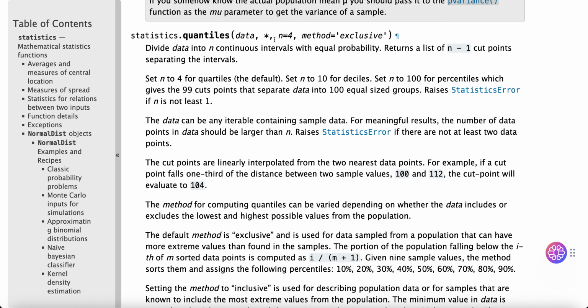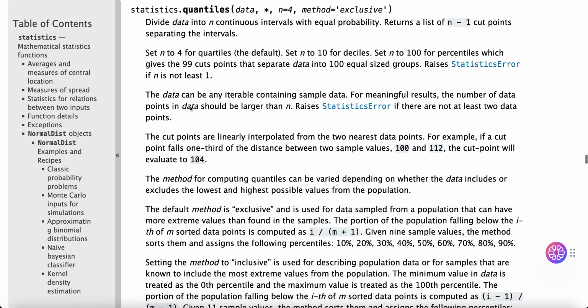statistics.quantiles(data, *, n=4, method='exclusive'). Divide data into n continuous intervals with equal probability. Return a list of n-1 cut points separating the intervals. Set n to 4 for quartiles, the default. Set n to 10 for deciles. Set n to 100 for percentiles, which gives the 99 cut points that separate data into 100 equal-sized groups. Raises StatisticsError if n is not at least 1.